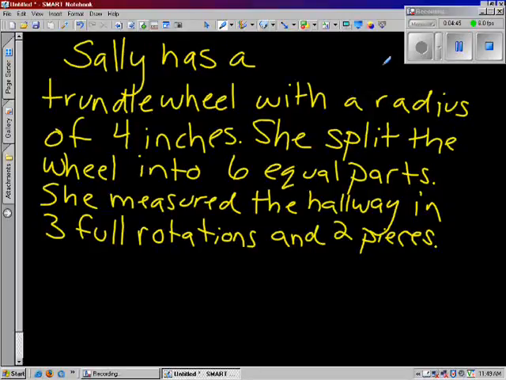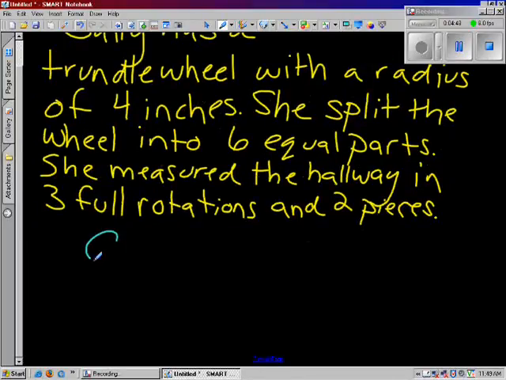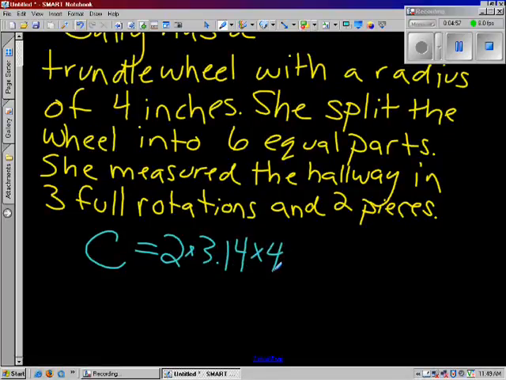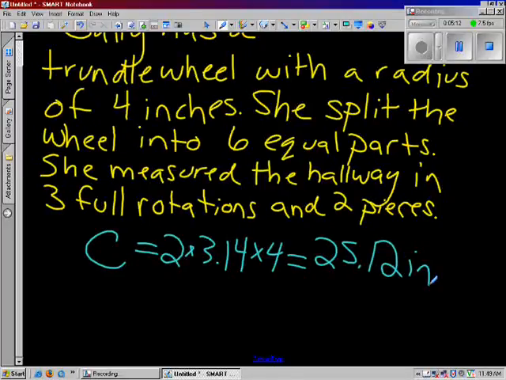Okay, so I'm going to look at this problem, and my radius is 4 inches. So 2 times 3.14 times 4. I feel like I did this one in the example problem. I have some creativity issues this morning, but that's okay. This gives us 25.12 inches. So our circumference is 25.12 inches, and she's broken this thing into 6 pieces. And it's taken her 3 full rotations and 2 pieces.